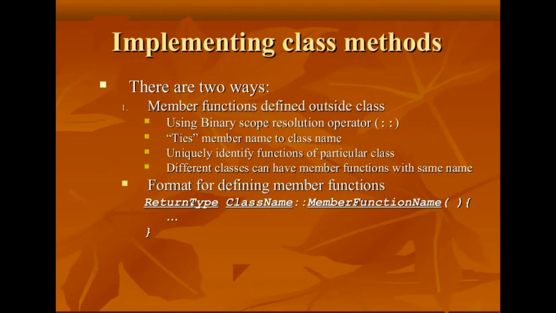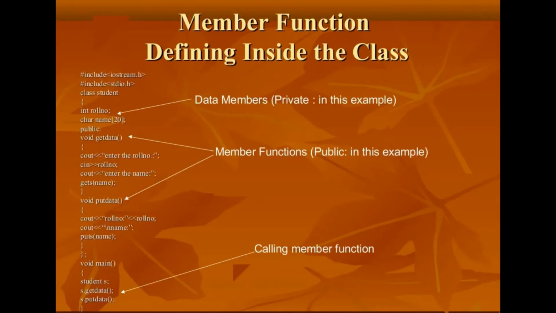So whenever you want to define member function outside the class, you have to use the return type, the class name, scope resolution operator, member function, and then opening bracket and closing bracket, and then within the body of this member function you have to define the member function. So this is the example for defining the member function outside the class.